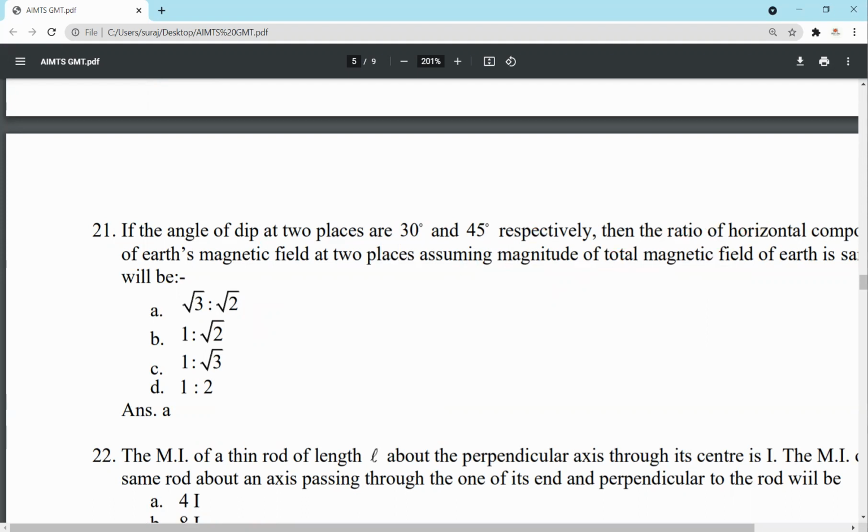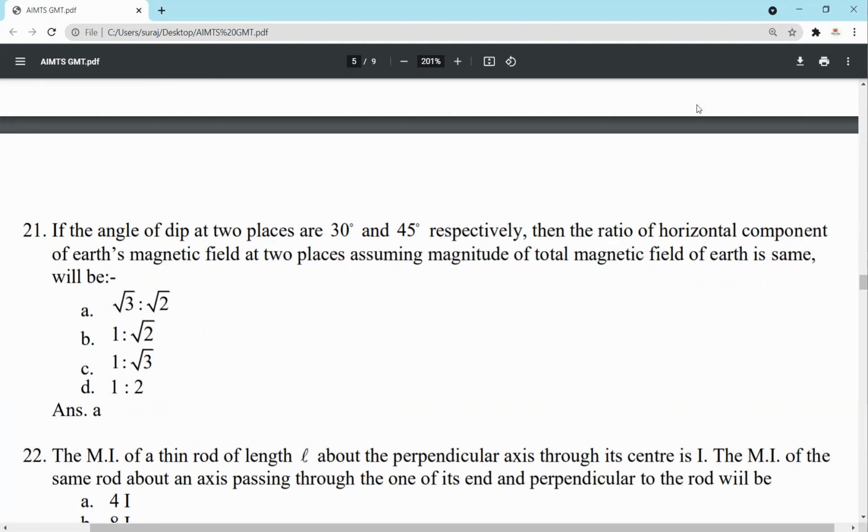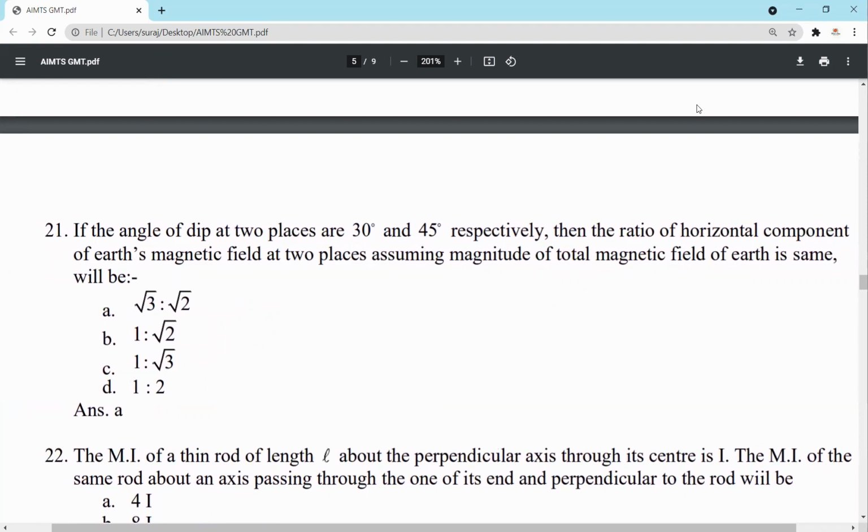If the angle of dip at two places are 30 and 45 respectively, then the ratio of horizontal component of Earth's magnetic field at two places, assuming magnitude of total magnetic field of the same, will be. Horizontal component they are asking. What is angle of dip? This is B. This is angle of dip. This is BH. This is B vertical.